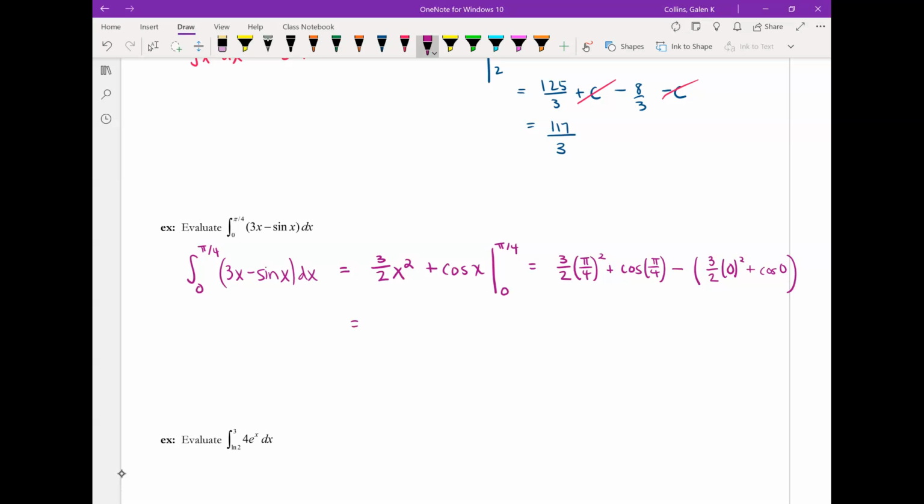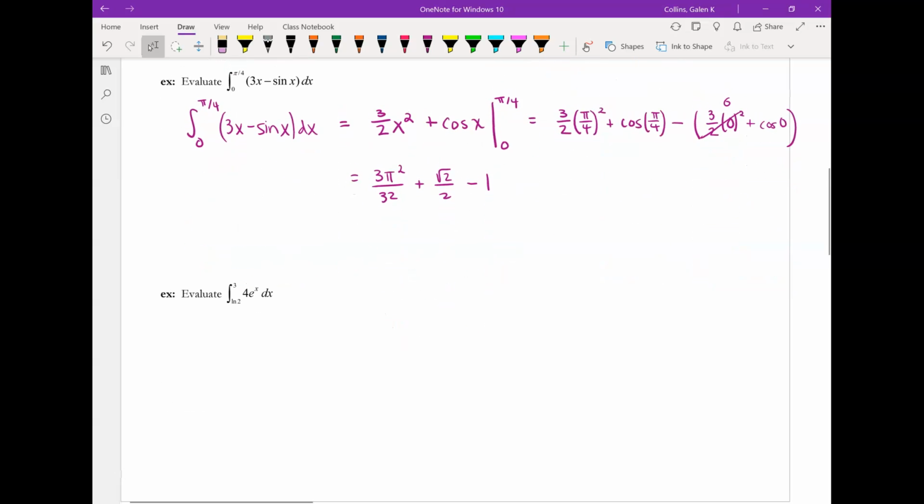All right, so that becomes, let's see, 3 halves times pi over 4 squared is 3 pi squared over 16 times 2, 32. The cosine of pi over 4, I know, is root 2 over 2. Minus, let's see, this all becomes 0, and then the cosine of 0 is 1. So we could get common denominators, or we could just leave it. All right, the third example.